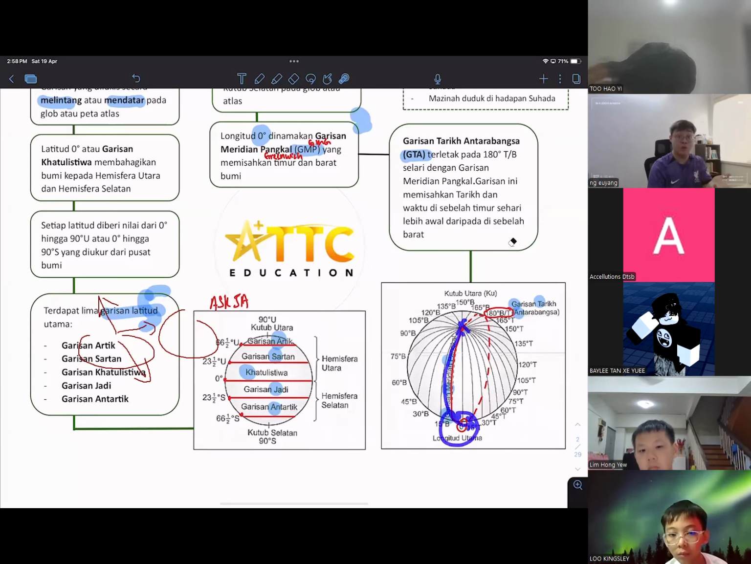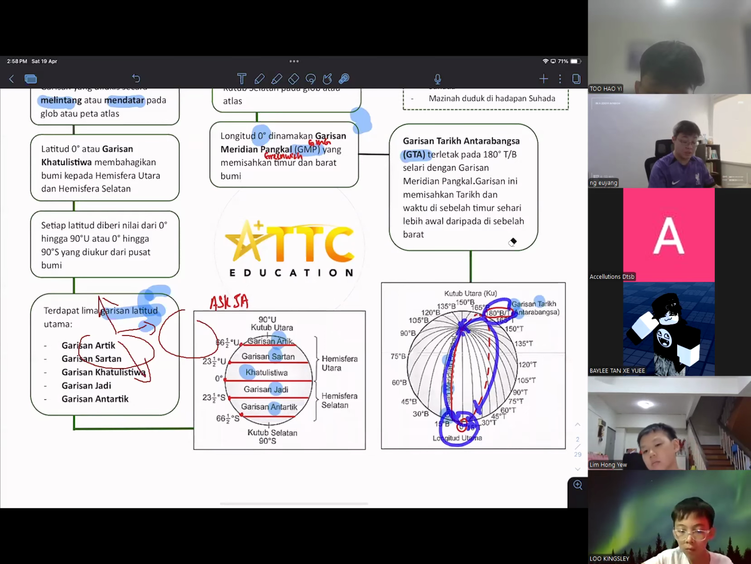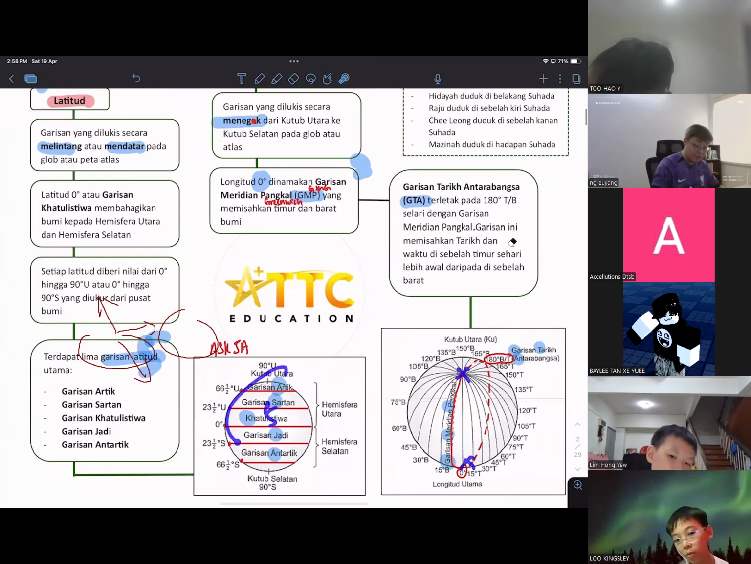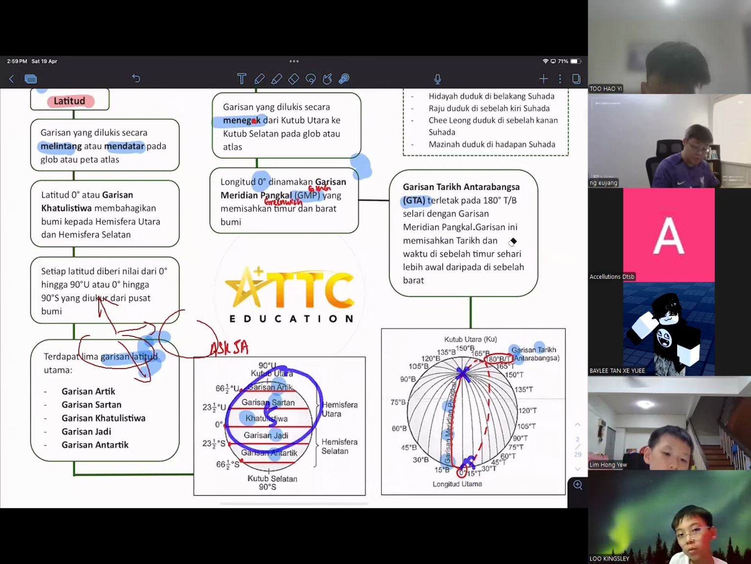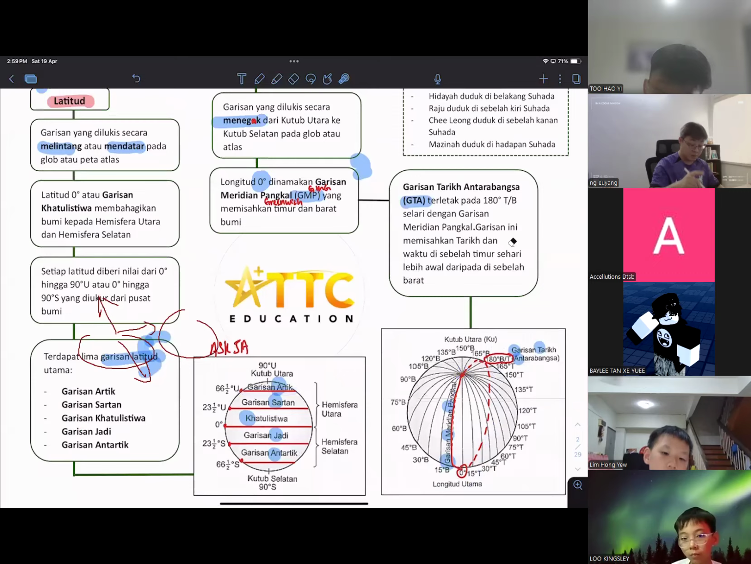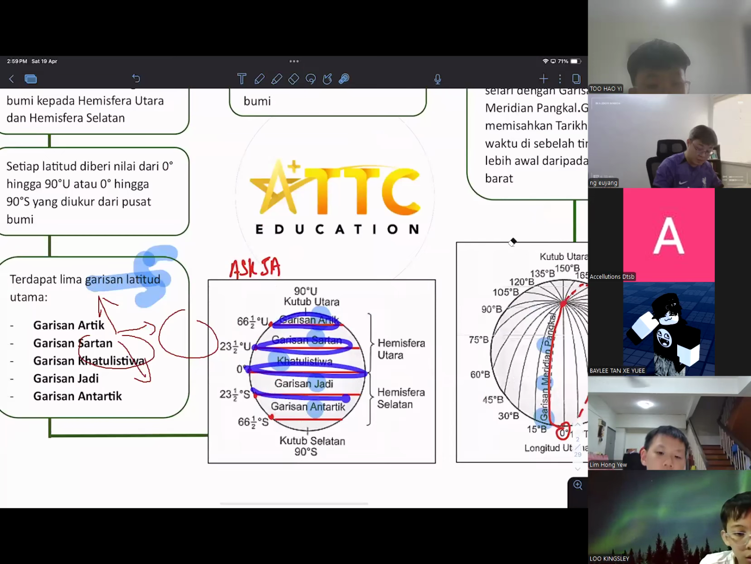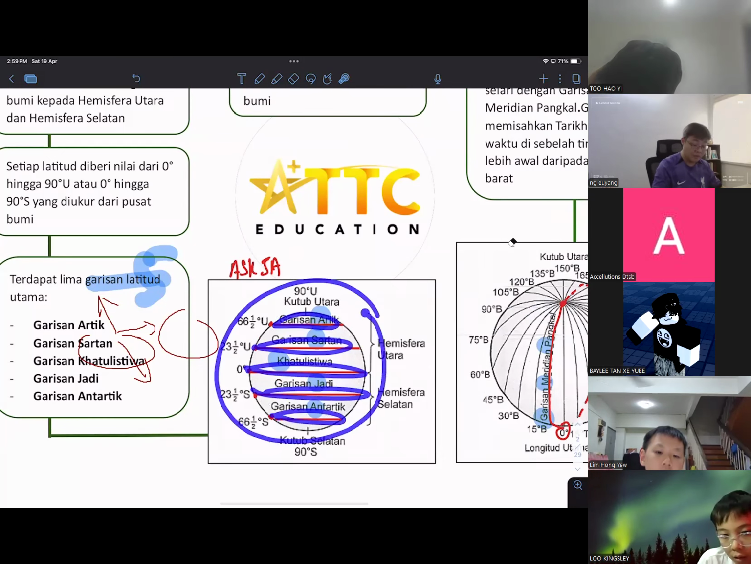So 0 degree, GMP, right? GMG, right? So 180 degree T stroke B is GTA. It's only a half line, not going full to the south, but all the 5 latitude you are trying to draw is actually one full circle. So that's why this line is not accurate. If you are able to, you don't need to draw, just make sure you learn that all the latitude is going to become a full circle, since the whole earth is a sphere shape.